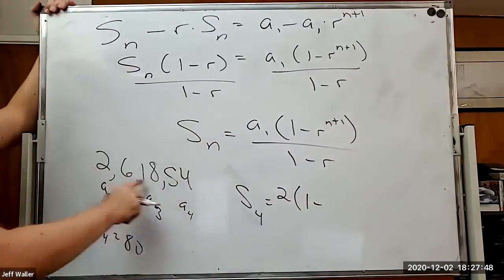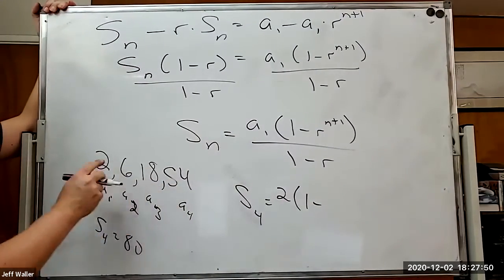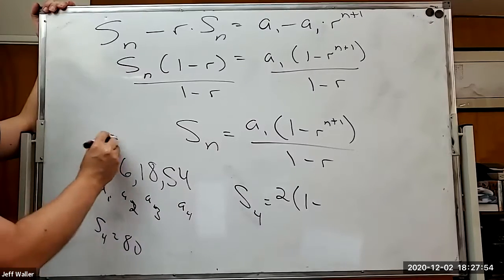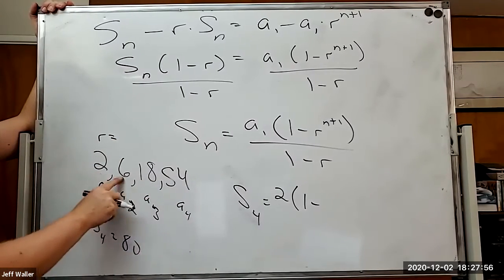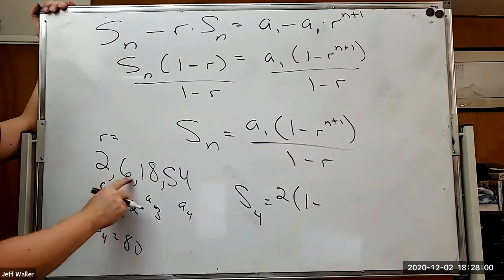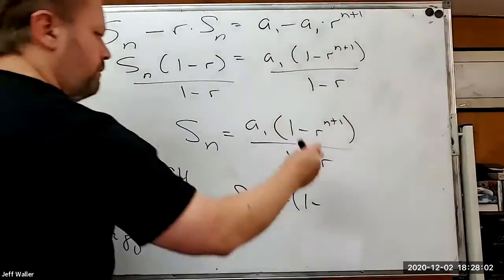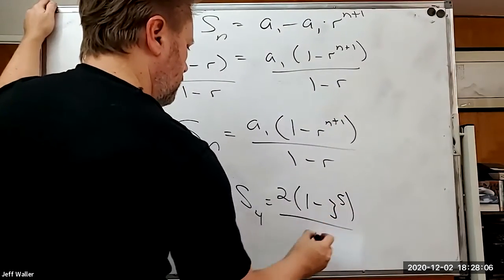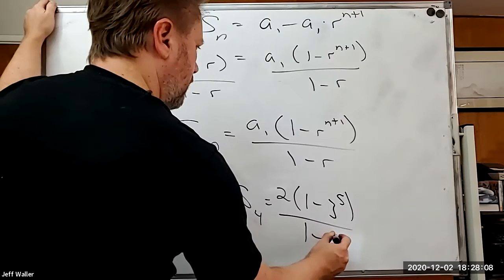What is r, by the way, in this problem? Do you guys remember? R is just what I keep multiplying by. So what is r? 3. I love it. So 1 minus 3 to the n plus 1 divided by 1 minus 3.